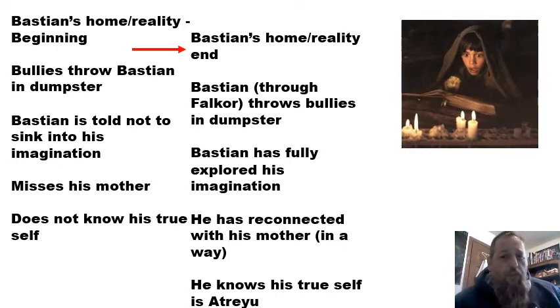Bastian has fully explored his imagination in this book. In Fantasia, he's reconnected with his mother in a way by yelling her name out, Moonchild, and he knows his true self, and his true self is Atreyu, the child warrior. So he went from being just a kid that gets beat up, unsatisfying life, pretty crappy dad, to being a child warrior who is able to defeat the Nothing. And he defeats the Nothing by being able to use his imagination to recreate Fantasia and win.